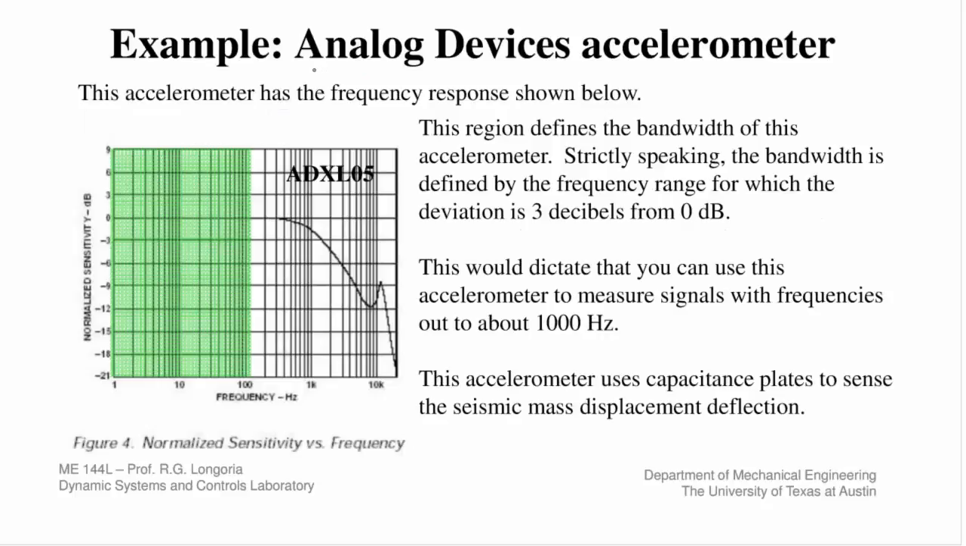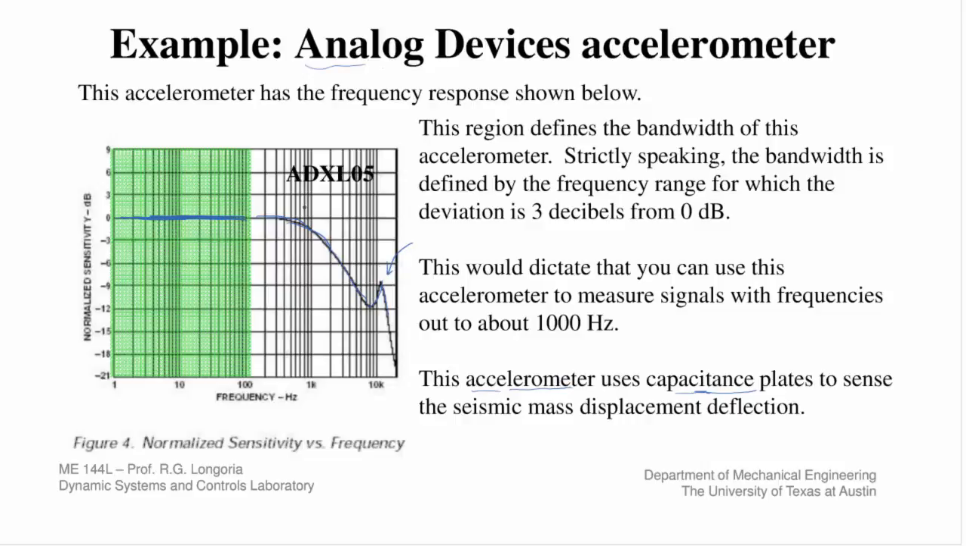So here's an example of an accelerometer made by Analog Devices, and this is an accelerometer that uses capacitive plates to measure the deflection between a seismic mass and the base of the accelerometer. And I've put a green shadow here. The actual amplitude plot is flat here. This is your bandwidth, and then it really tapers off here. And note that there's a peak over here, right?